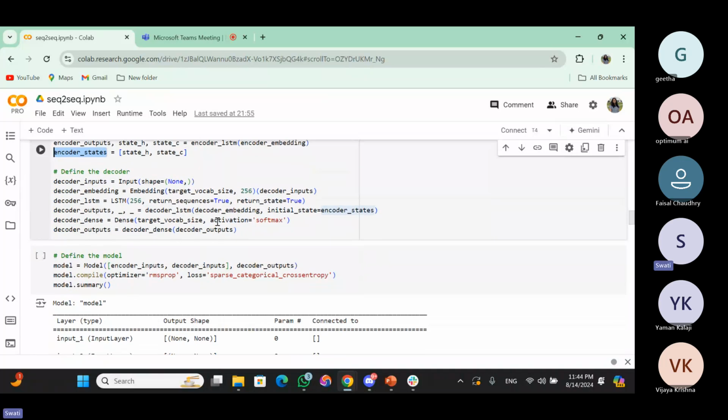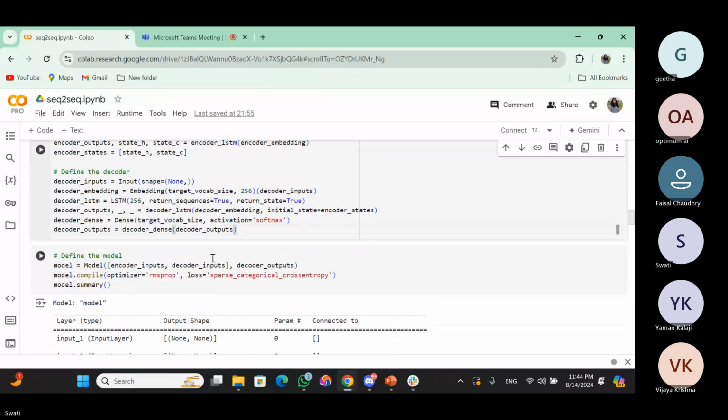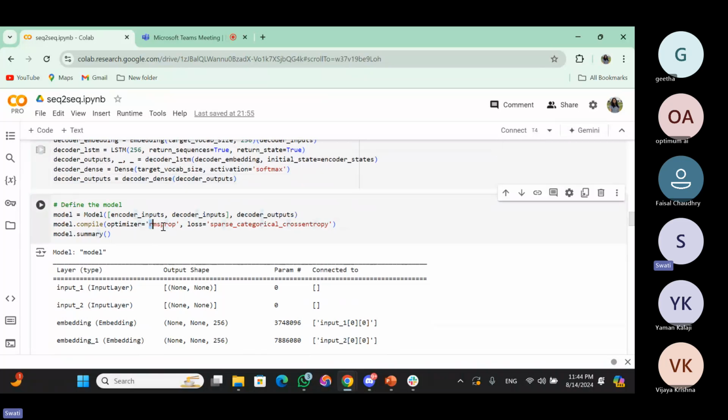And as I have said, at last we will apply the softmax activation function, and then we will get the output. Here we can see the model, where we initialize the model with encoder inputs, decoder inputs, and decoder outputs. For the optimizer, we are using RMSprop. Yesterday we were using Adam, so you can also try that and see how it changes.